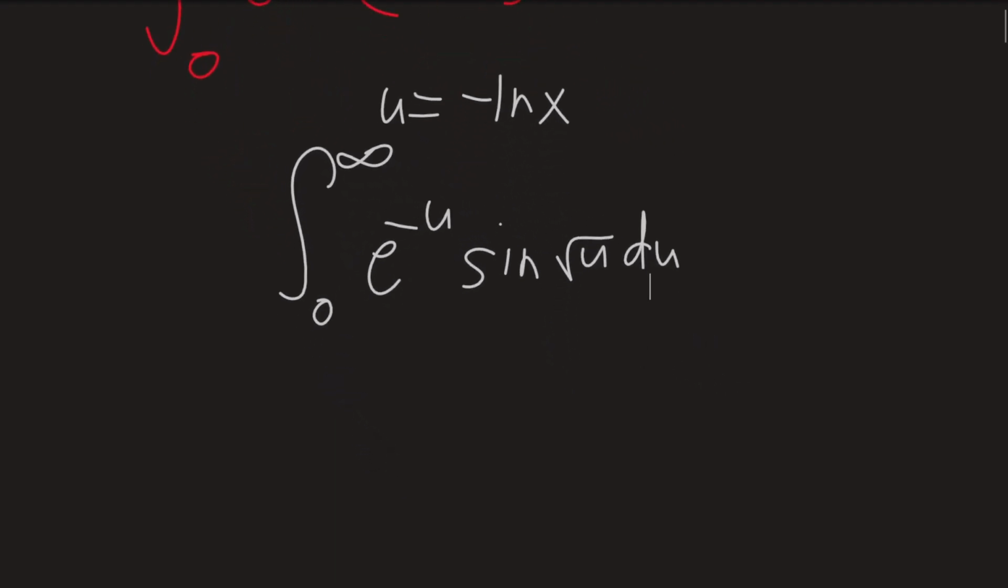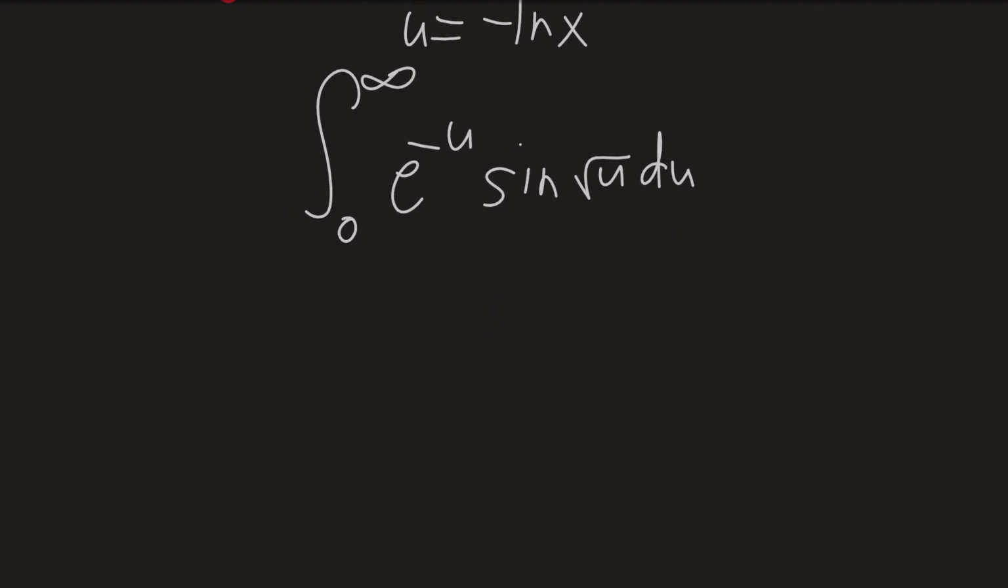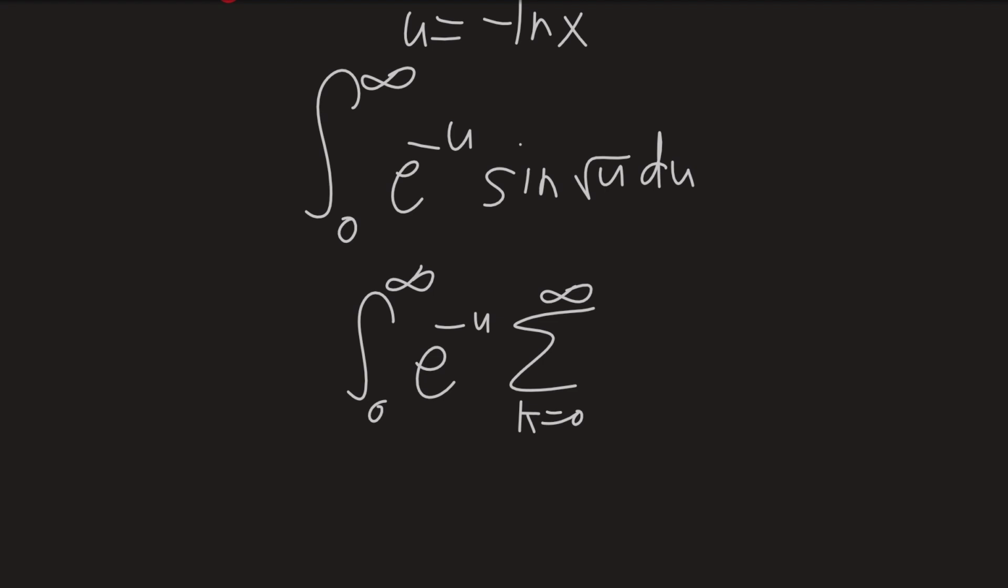So what we're going to do now is express sine in terms of its Taylor series. So what we're going to have is the integral still from 0 to infinity, but of e to the minus u times the sum from k equals 0 to infinity of u to the (2k plus 1) over 2, because of that square root right there, times negative 1 to the k over (2k plus 1) factorial.